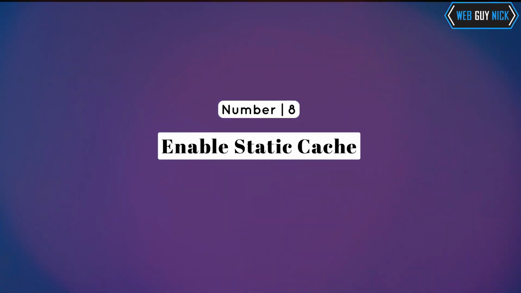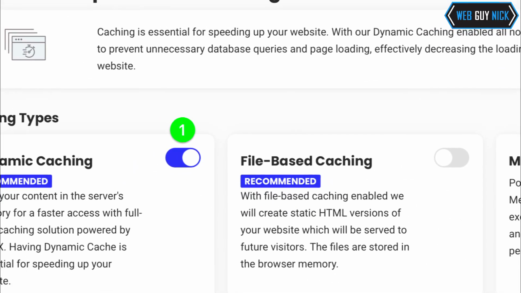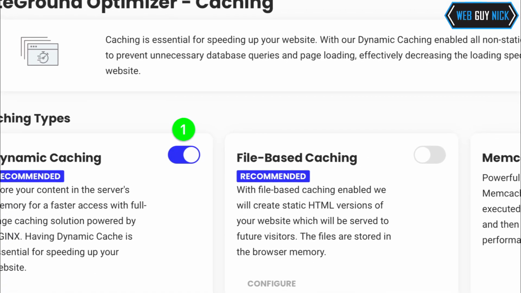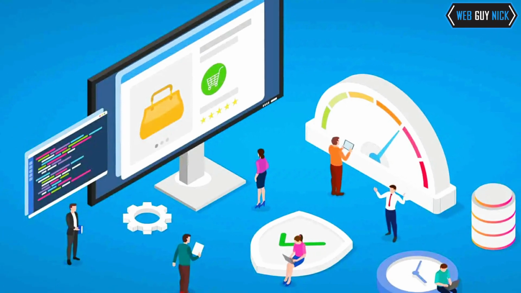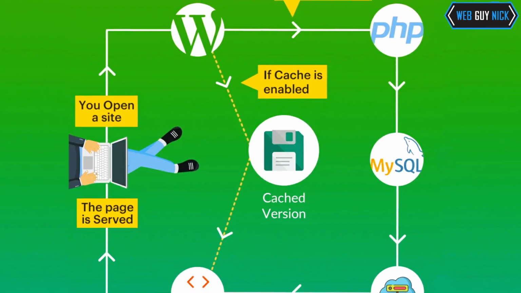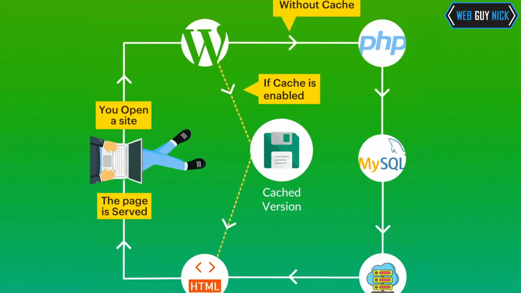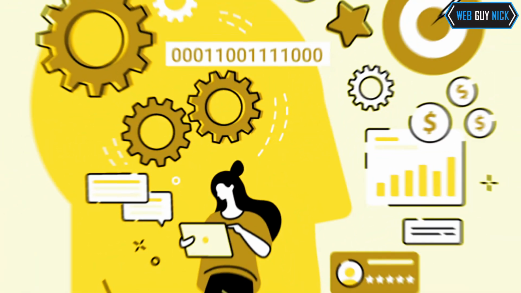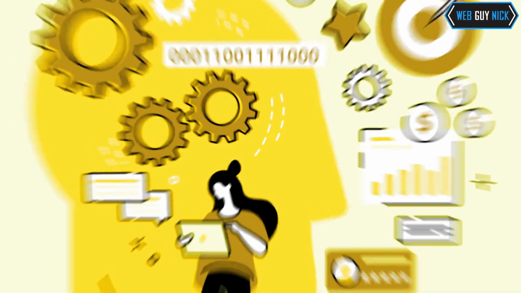Number 8. Enable static cache. By enabling the static cache feature, the SiteGround Optimizer plugin will store static components of your website, such as images, CSS, and JavaScript files, in the visitor's browser. This enables faster subsequent visits to your site, as the static components don't need to be reloaded.